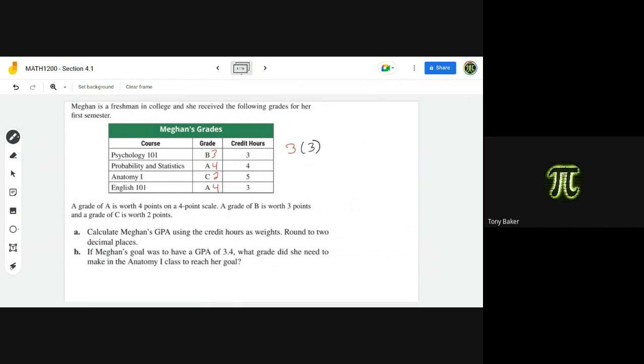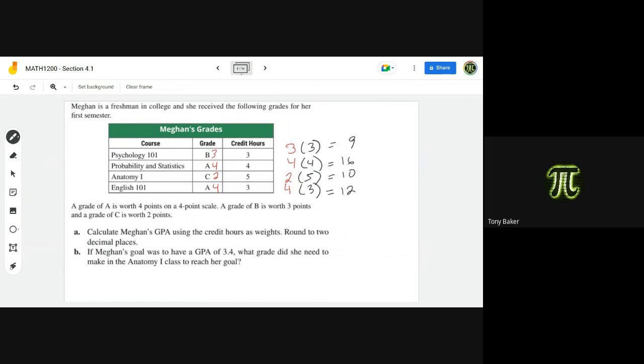The one place that you typically do use it is actually your GPA. It's just not the only place you can use it. All right, how many points would you get out of probability and statistics? It's 4, right, times the 4. Anatomy is 2 times 5. And then English is 4 times 3. Okay? So I've got 9, 16, 10, and 12.